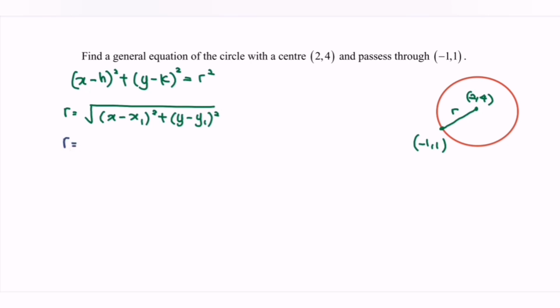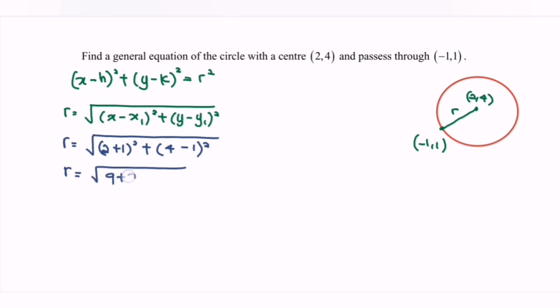So the radius is equal to the square root of, where we have the x, so 2 minus the -1, so we have (2 + 1)², plus where we have (4 - 1)². So r will be equal to the square root of 9 plus 9. So r will be equal to the square root of 18. Kindly simplify the situation. r is equal to the square root of 9 multiplied with the square root of 2. So r will be equal to 3√2.